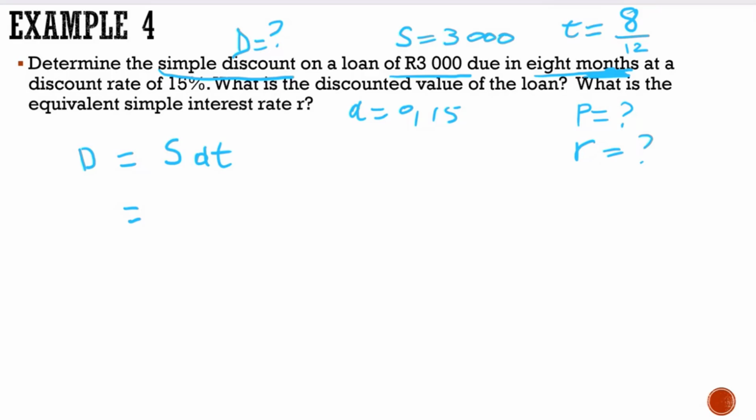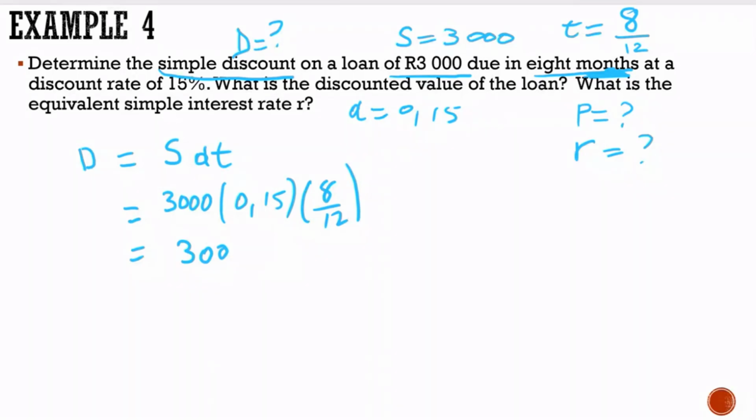Now your S there is equal to 3,000. You've got your 3,000, you multiply it by 0,15, and the time there is 8/12. So you're going to have 8/12. This is substitution, the power of substitution. You find that the discount amount is equal to 300. That is the discount amount that you were asked to calculate.